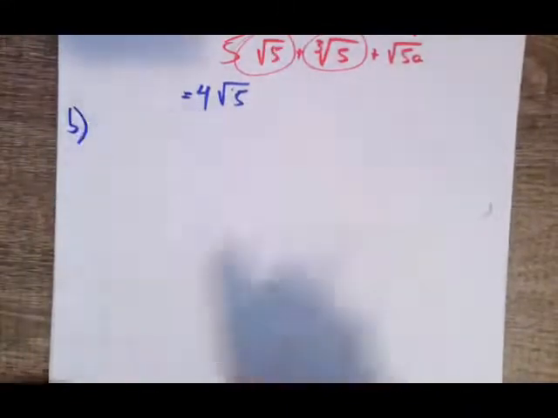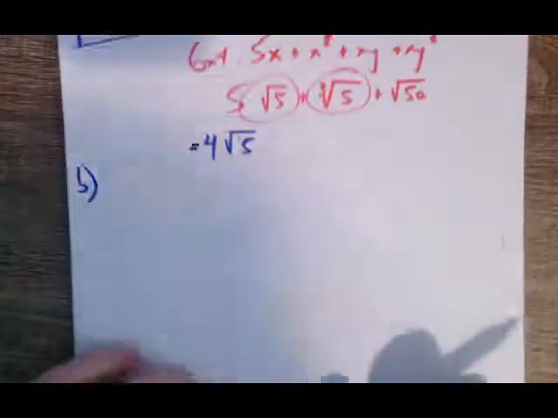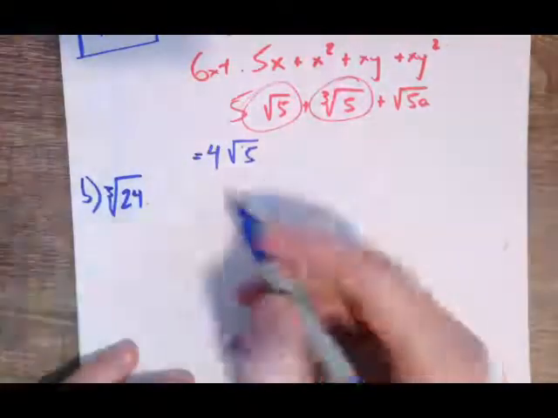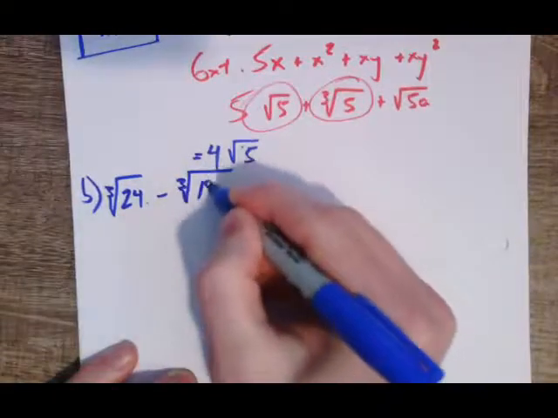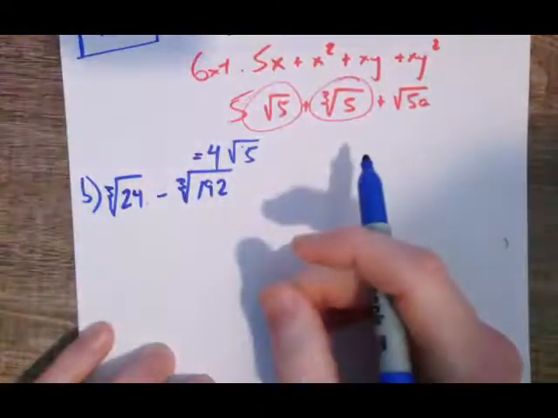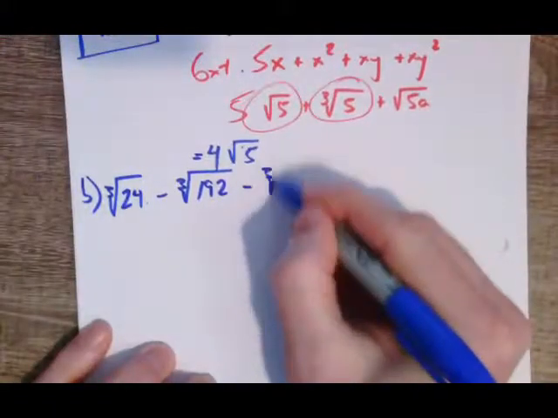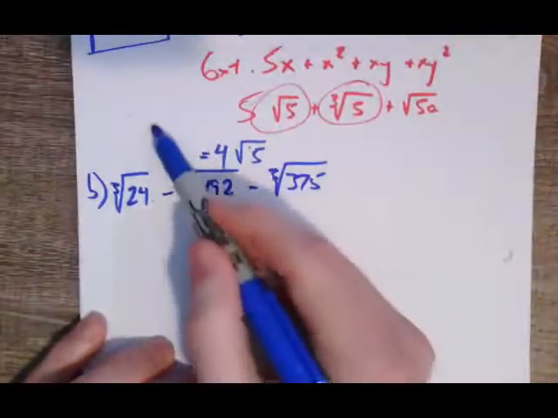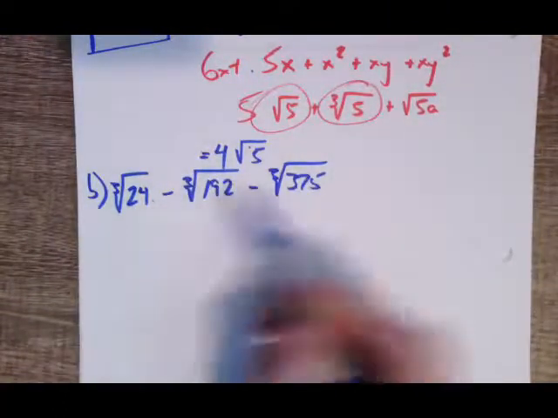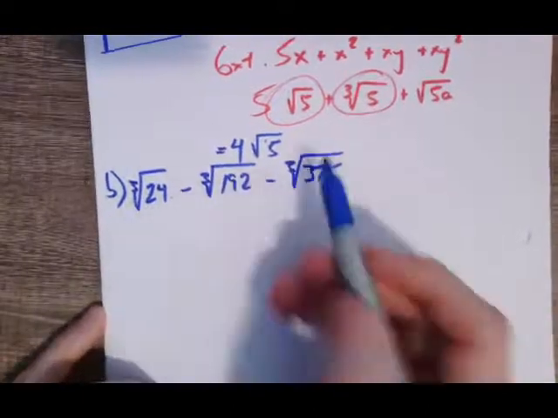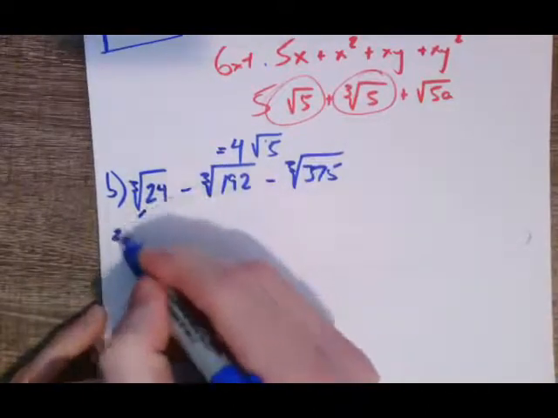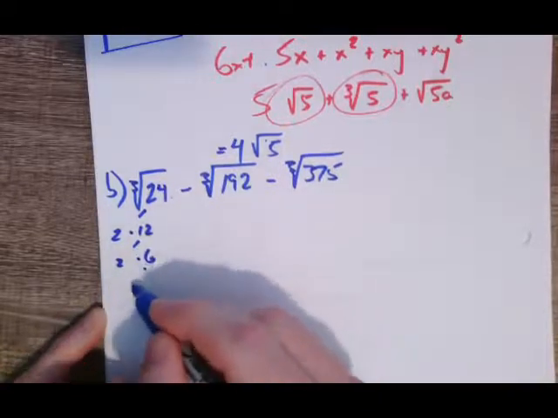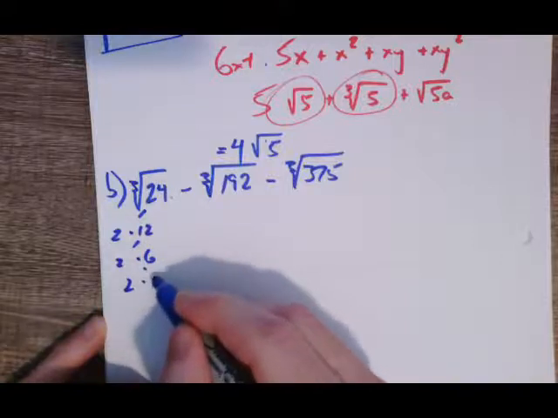For B, the cube root of 24 minus the cube root of 192 minus the cube root of 375. Okay, so we got to simplify each of these and figure out if we can combine these terms or not. 24: 2 times 12, 2 times 6, 2 times 3.